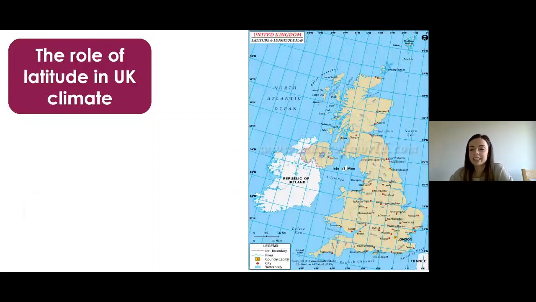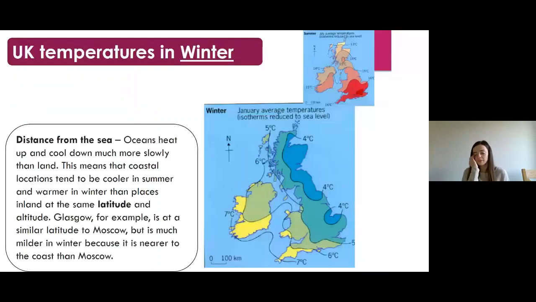So what difference does latitude make to the UK's climate? Well, here we have the temperature for the UK in winter, and as you can see, northern Scotland is colder. They've got around 4-5 degrees in comparison to around 7 degrees in the south of the United Kingdom. And for the summer, the reverse: southern England has 17 degrees, whilst it's 4 degrees colder, 10 degrees latitude to the north, in northern Scotland.